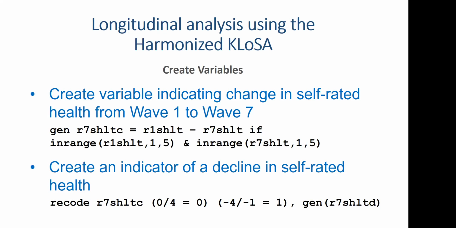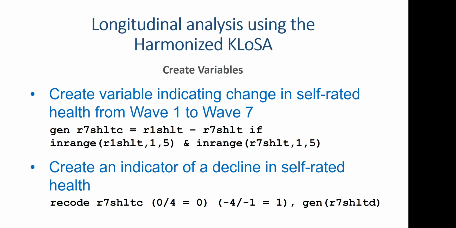We're calculating it this way so that negative values will imply a decline in self-rated health, and positive values will imply an improvement in self-rated health. For example, if the respondent reported excellent health in wave 1, which would be a score of 1, and reported poor health in wave 7, which would be a score of 5, then R7SHLTC would have a value of -4.